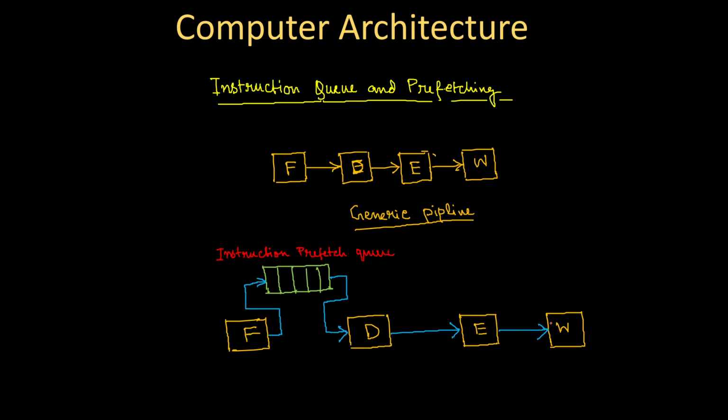So naturally the question will come: how can we get a benefit from this? You will see that this instruction prefetch queue helps. It doesn't actually stop you from stalling, but with respect to the instruction hazard, it will help you keep the overall execution time the same. For example, let's see how it will work. If this is the diagram, let's take an example.